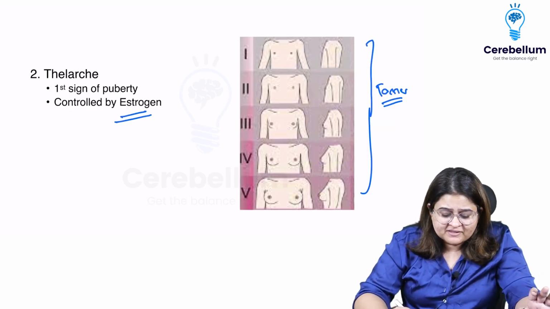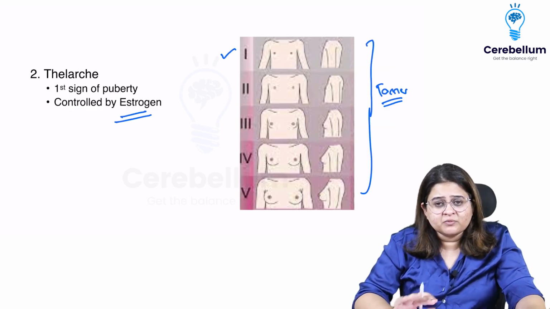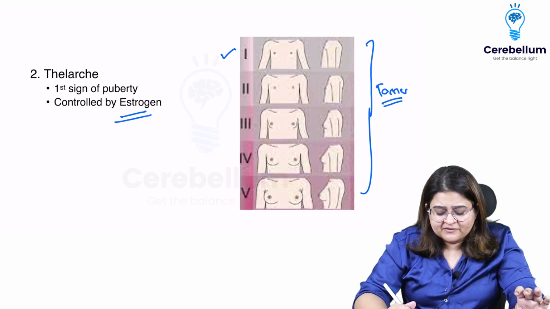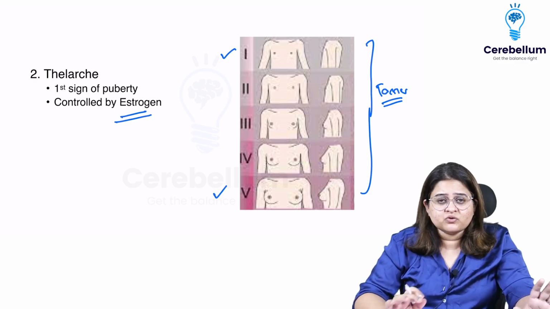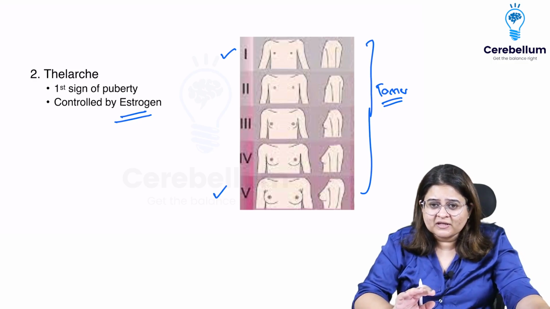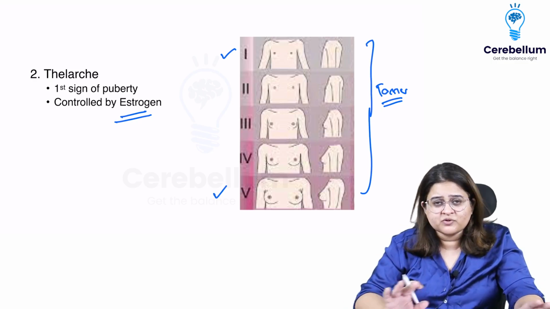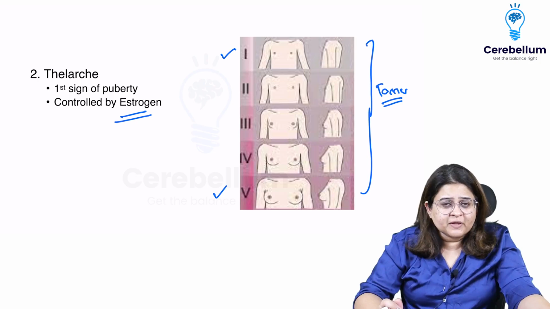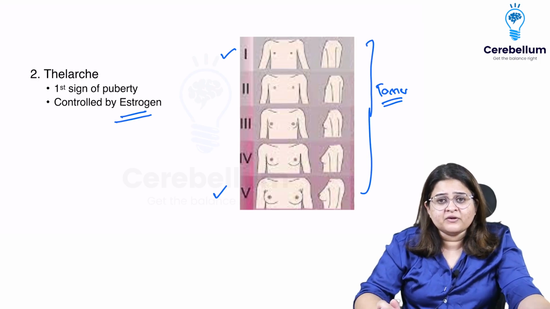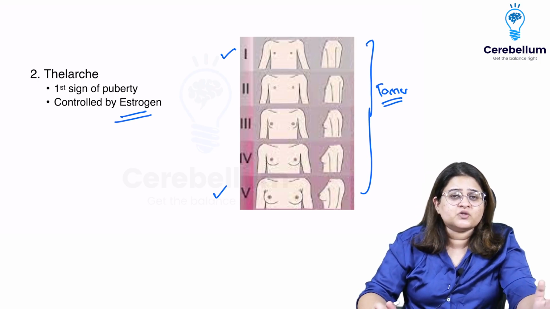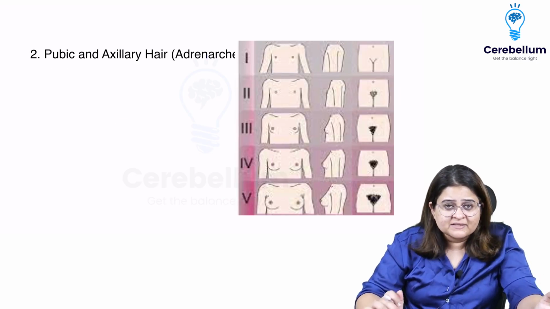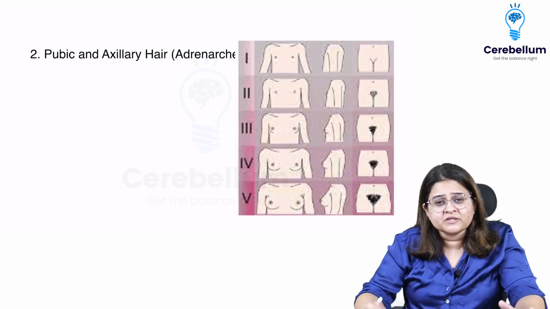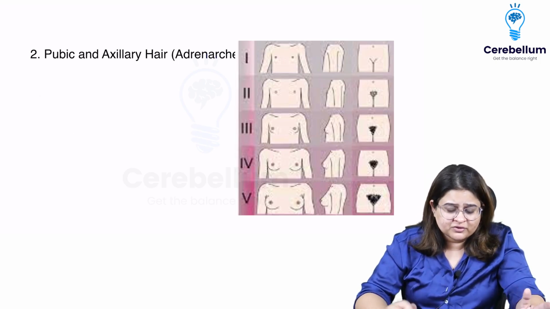What you're seeing here is that stage 1 is the prepubertal stage, and stage 5 is fully developed breast. So you should know 1 and 2 are not developed, and 4 and 5 are fully developed. If a question comes that a girl presents with primary amenorrhea or delayed puberty, and when you examine her, you find that the breast is Tanner stage 1, you should know what that means. You should know how to interpret it in terms of a question.